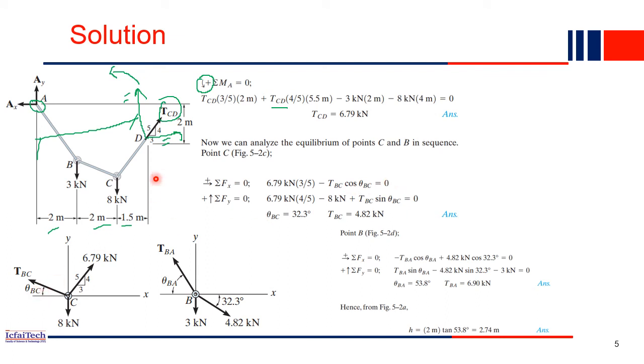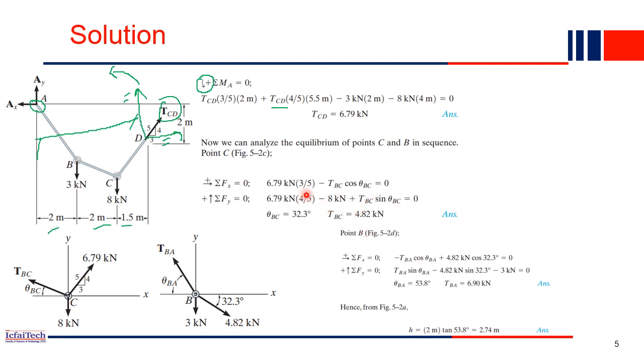Now we apply another equation, summation of all vertical forces equal to 0 about C. What are the vertical forces? 6.79 has a vertical component, 6.79 into sin theta, which is 4 by 5, minus the 8 kilonewton acting downward, so that's why it is minus. TBC is also acting downward. We consider upward as positive. So the vertical component of TBC will be TBC into sin theta BC.